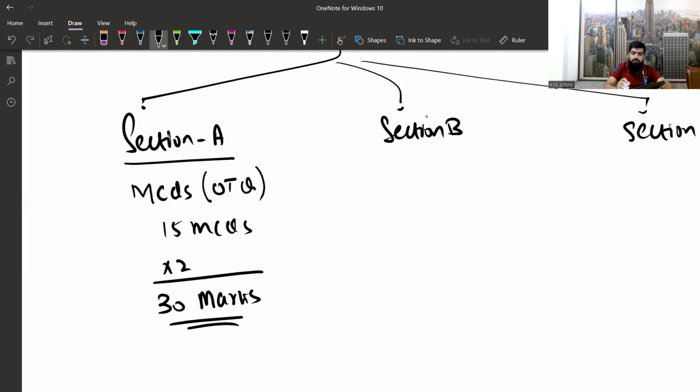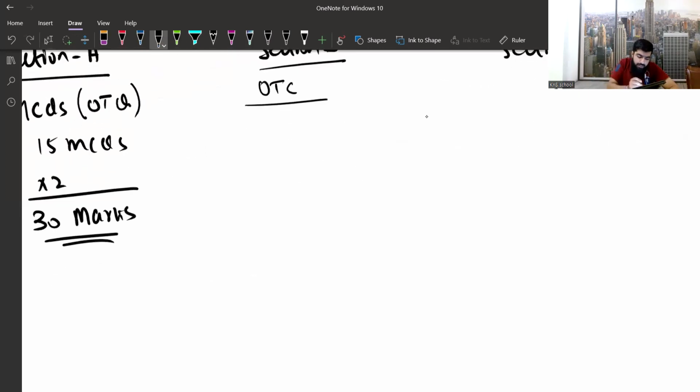Okay, second, section B. Now, what is that section B? Section B is a bit different and it is known as OTC, that is objective test cases. Now, what will happen in this particular section? In objective test cases, the examiner will give you a case. I would say that is going to be the scenario basically.